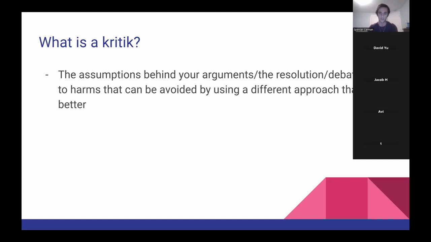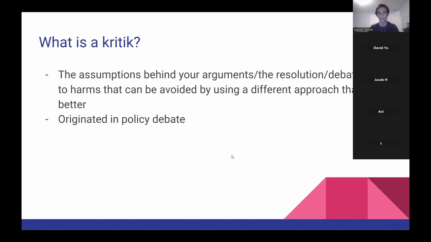So a critique is basically looking at the assumptions behind your arguments, slash the resolution or debate, it can really be any one of them depending on the context, that lead to harms that can be avoided by using a different approach that is better than what the other side is doing or debate is currently doing.